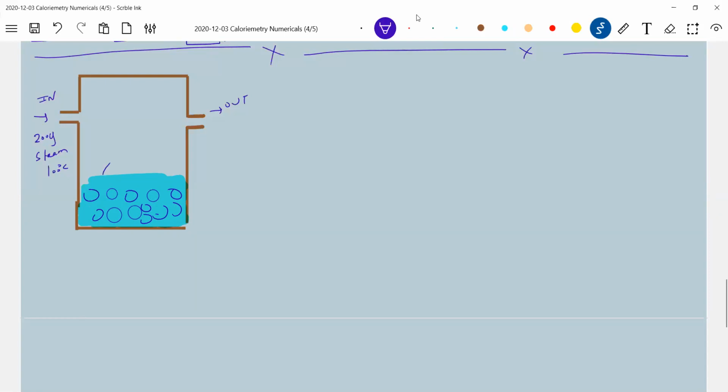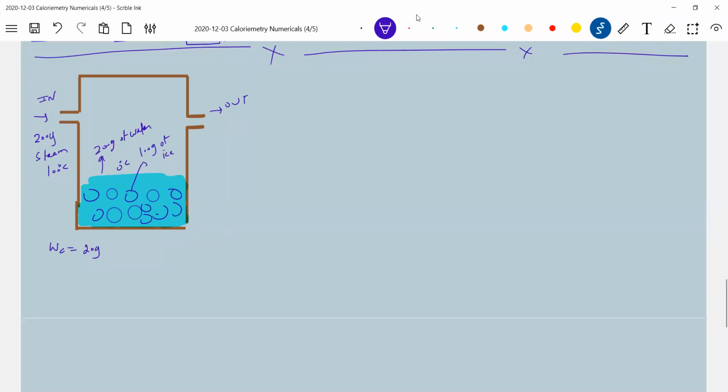Okay, this will be 200 gram of water, 100 gram of ice. Temperature is 0 degrees Celsius. 200 gram of steam will enter it. Water equivalent of calorimeter, so you can write 20 gram is the water equivalent of calorimeter. What will be the final content and temperature of the calorimeter?